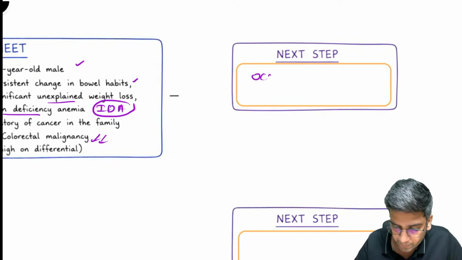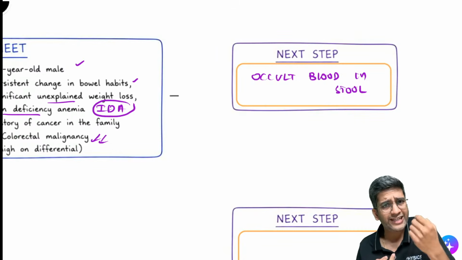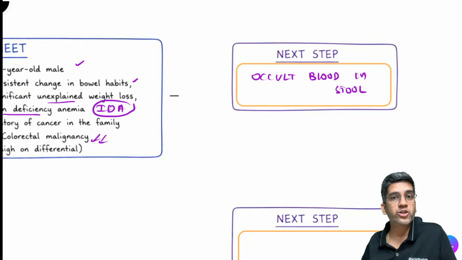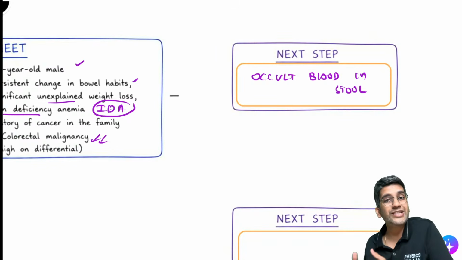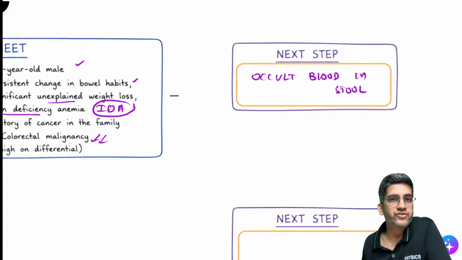You'll have to do occult blood in stool. Because obviously when I have an ulceroproliferative growth in the colon, it will bleed, right? Every single day, bleeding like 0.1, 0.2 ml. It will not change the stool color into red, but there'll be tiny spots of bleeding, right? So once that happens, over a period of time, the iron deficiency anemia will set in, right?